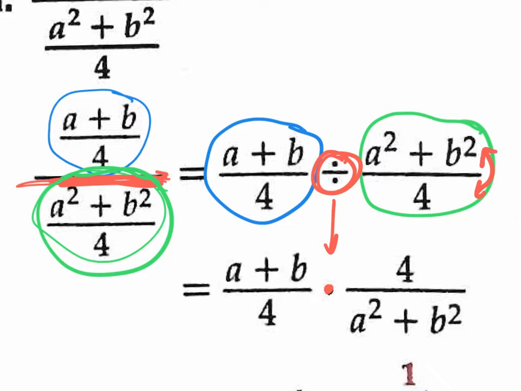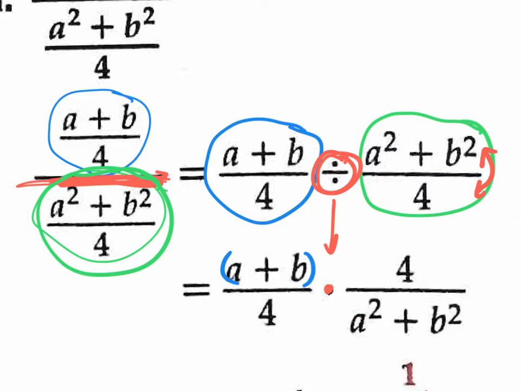So the question now is, could I cancel anything out? Well, there's the binomial a plus b up here, but there is no binomial a plus b down here, right? There is none. Even though it looks like a plus b, it's really a squared plus b squared. Those are different, right? And if you're thinking, oh, maybe I could factor it, you cannot factor it.